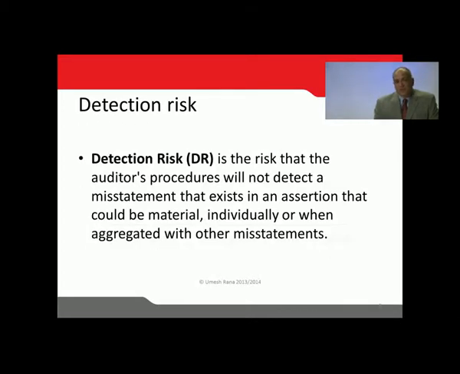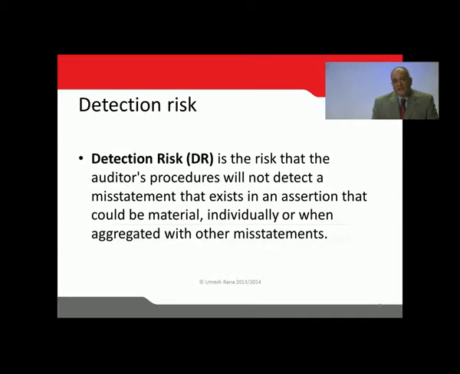The first two risks that I've just talked about, inherent and control, are both referred to as entity risks because they belong to the entity. The auditor assesses those two risks. The third risk we have, also a component of audit risk, is called detection risk. Detection risk is defined as the risk that the auditor's substantive procedures that he performs will not detect misstatements in the financial statements.